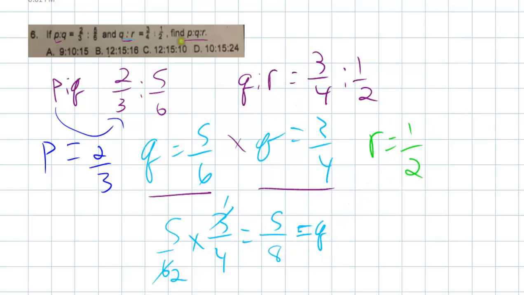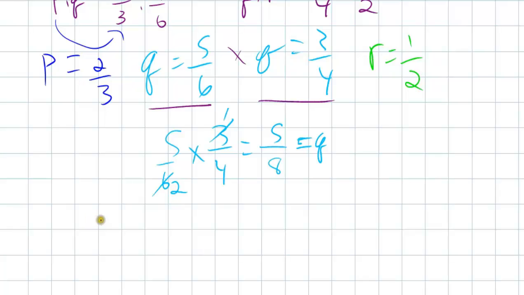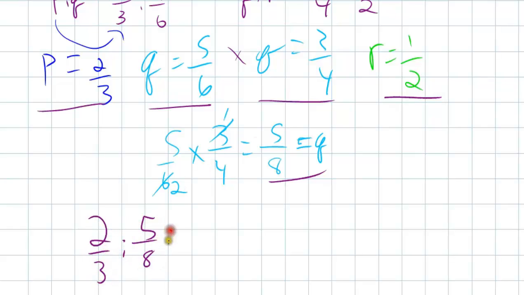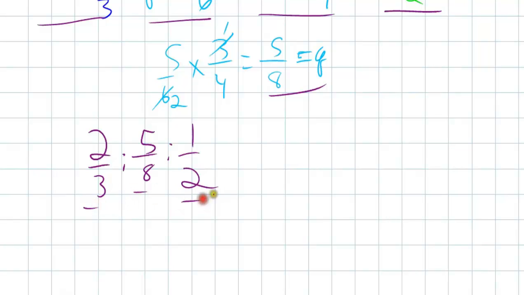Alright, so going back to comparing P, Q, R. So P is 2/3, Q is 5/8, R is 1/2.